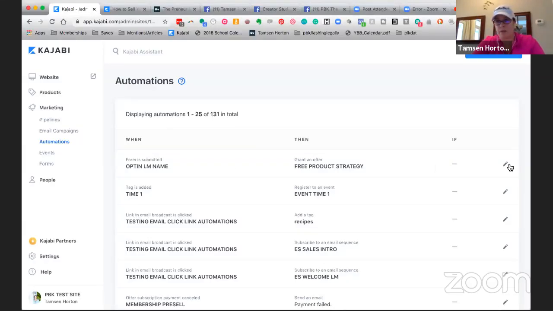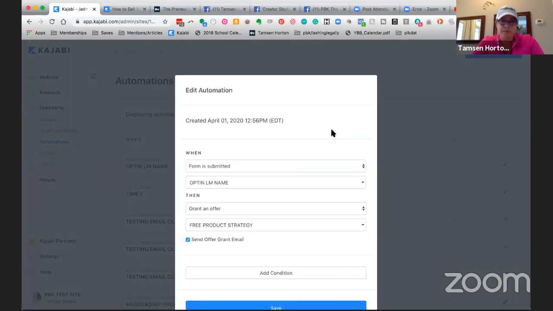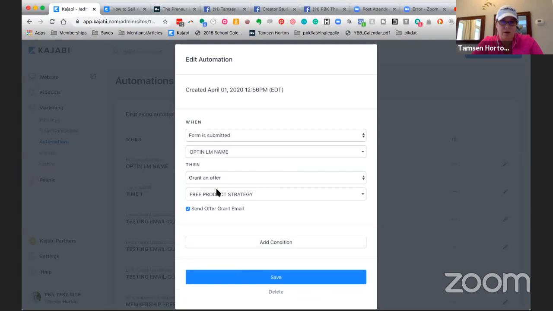Can you remind me, how do you uncheck that box again? Which one? The offer grant email that Kajabi automatically sends. Because if you have them create their username and password, does that even need to be in there? No, I would uncheck it. So let's see, if I share, it is on the automation. So we can go right in here. So when form is submitted, grant an offer. So if I don't want it to send, I just take it off.